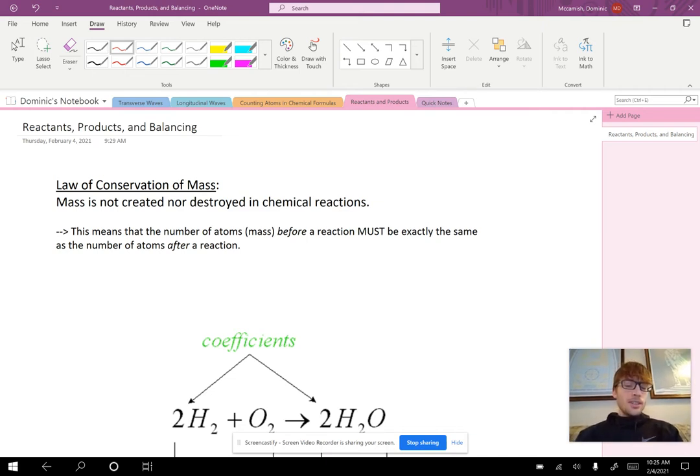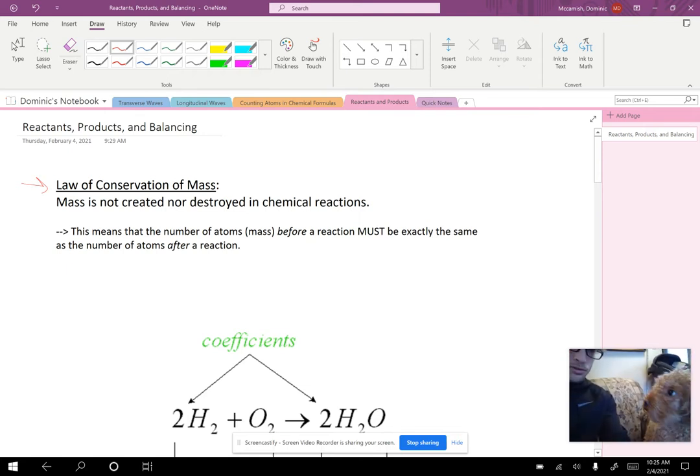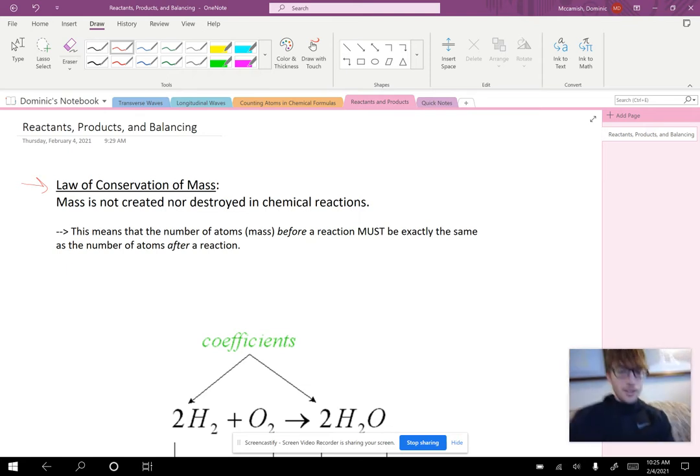Okay, the law of conservation of mass is freakishly important. So that's this right here. And it says that mass is not created nor destroyed in chemical reactions. And so what that means is that the number of atoms, we've been counting atoms, we've been practicing that, the number of atoms before a chemical reaction happens, and that's your reactants, must be exactly the same as the number of atoms after a chemical reaction, because you cannot create or destroy matter, right? And that's what this is saying.